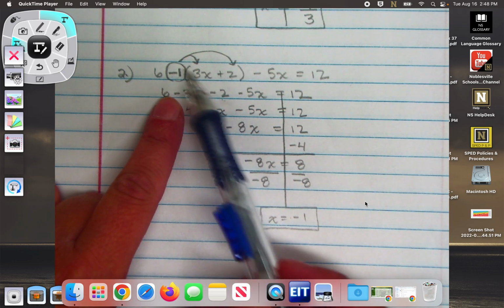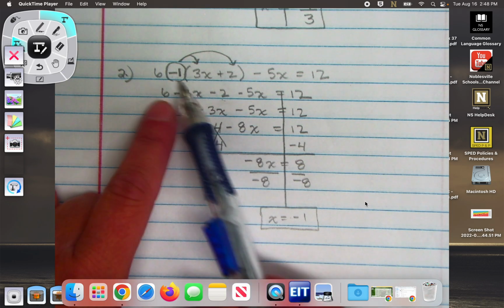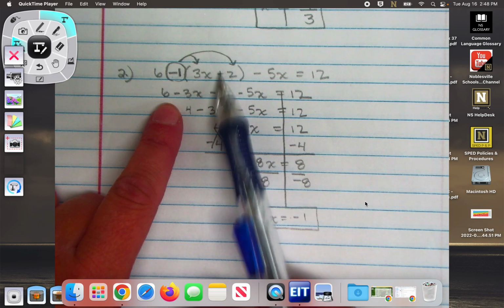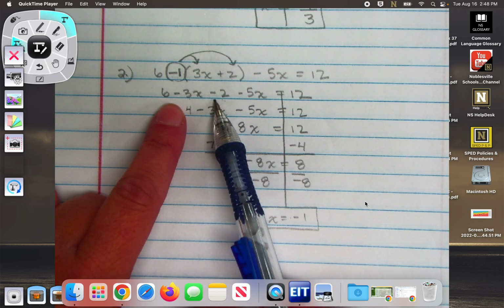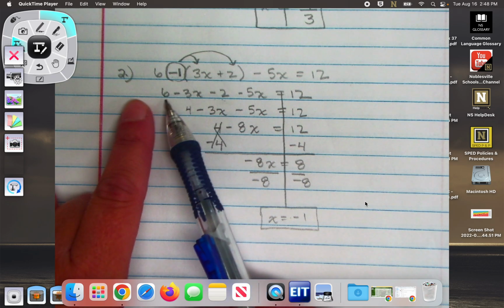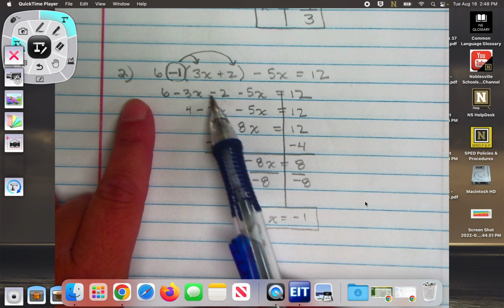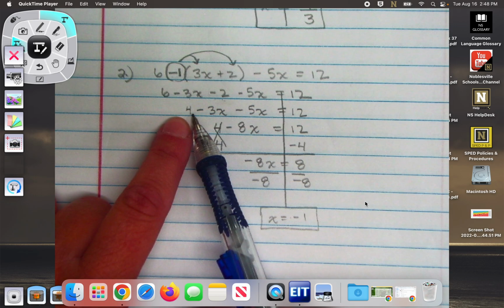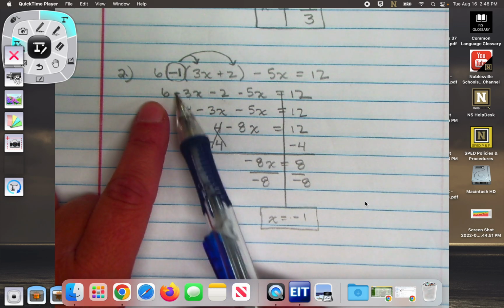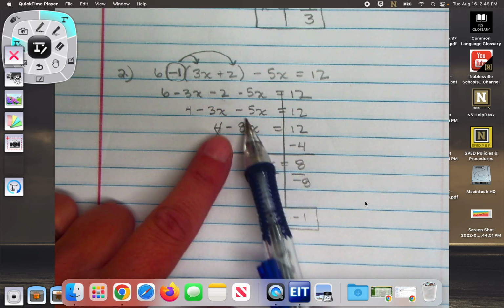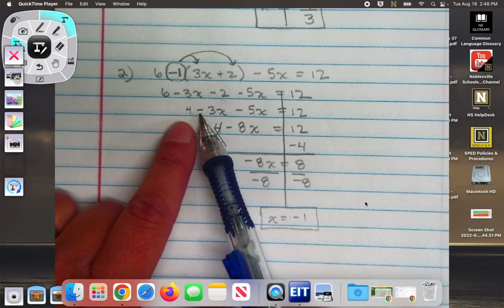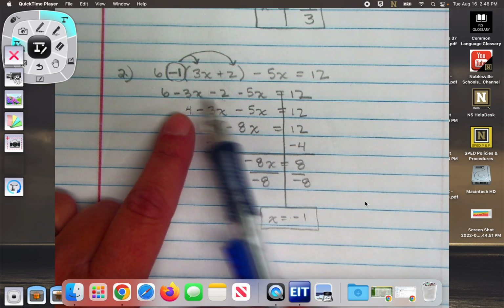Yeah. So I distributed these, but this negative changes the symbols that are going to be here. Is that what you're asking? Yeah, that's right. So then when I combine them, this 6 and this -2, 6 minus 2 becomes 4. -3 minus 5 becomes the -8x. It's just about the distributing thing?